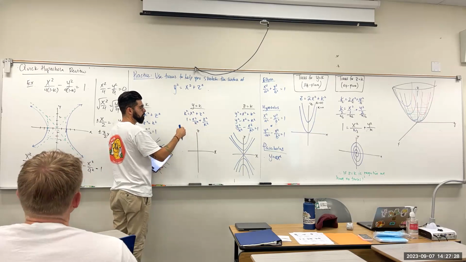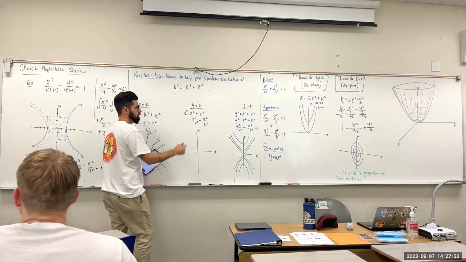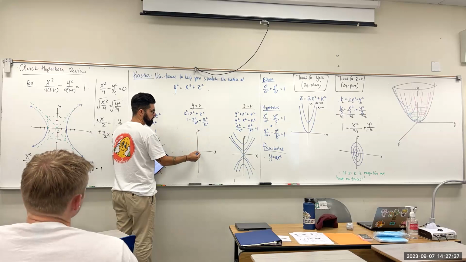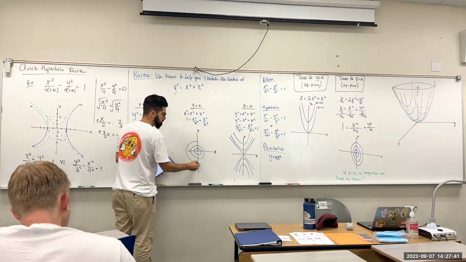Here, what is this, guys? It's going to be an ellipse with both the axes being the same, so it's really just a circle. So when k is 0, x and z both have to be 0, so you get a point. Circle like that.